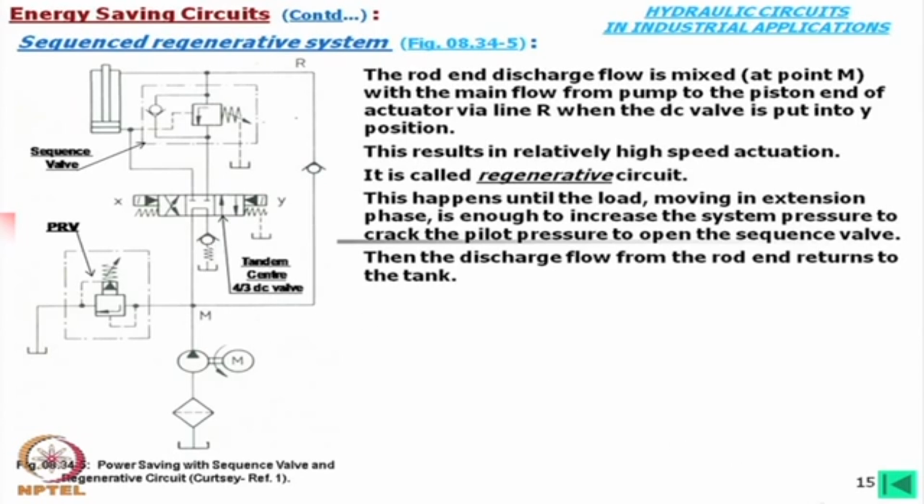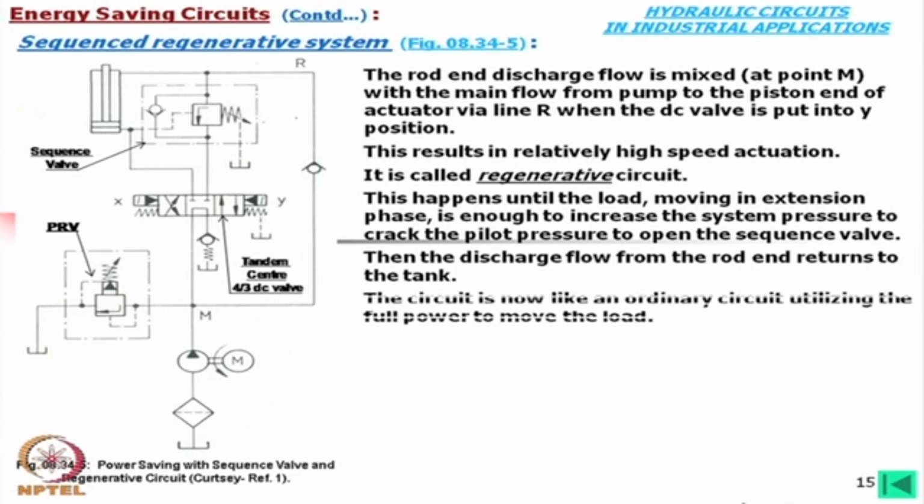back to the tank. So, in that way what we find, if there is less load, the regenerative circuit function will be operated and this will move at a faster speed. When there is a pressure, then this flow through this valve will go back to sequence valve, will go back to the tank, and this will operate at low speed, but high pressure. The circuit is now like an ordinary circuit utilizing the full power to move the load.